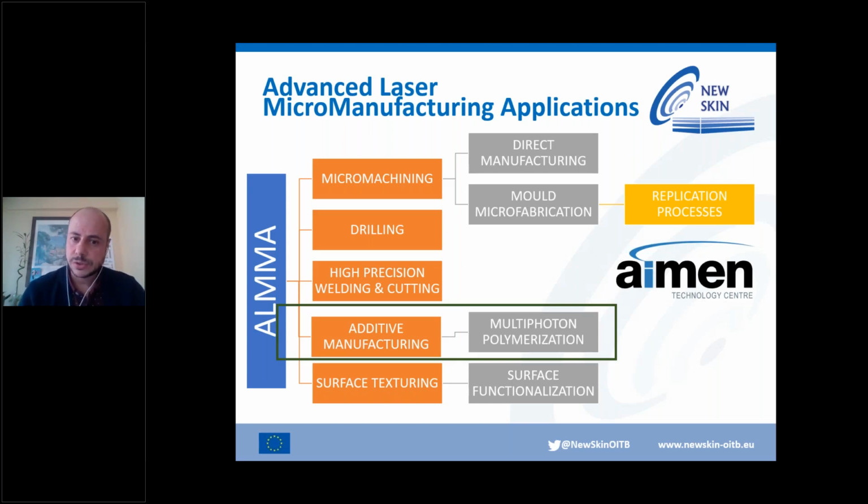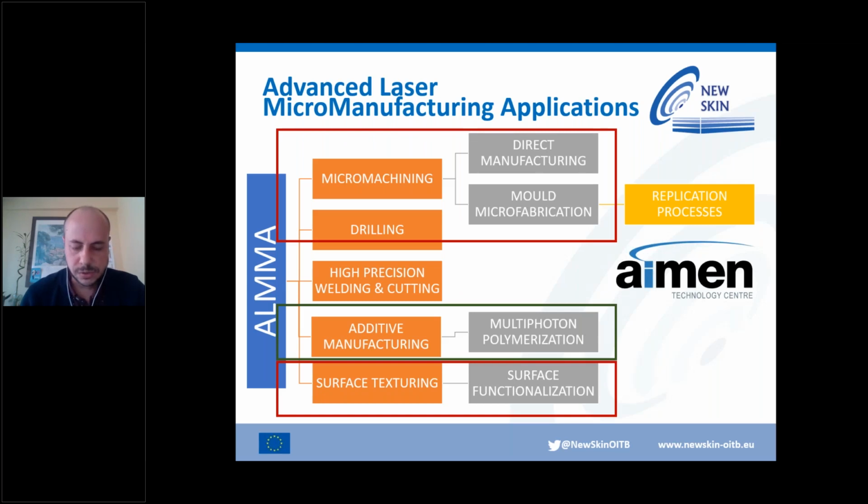Lasers can be used either for the fabrication of textures of surfaces through additive manufacturing, through techniques such as multiphoton polymerization, or they could also be used for the fabrication of these optical surfaces through subtractive manufacturing, for example micromachining, laser drilling, or surface texturing. These three are examples of subtractive manufacturing that could be used for the fabrication of optical surfaces.